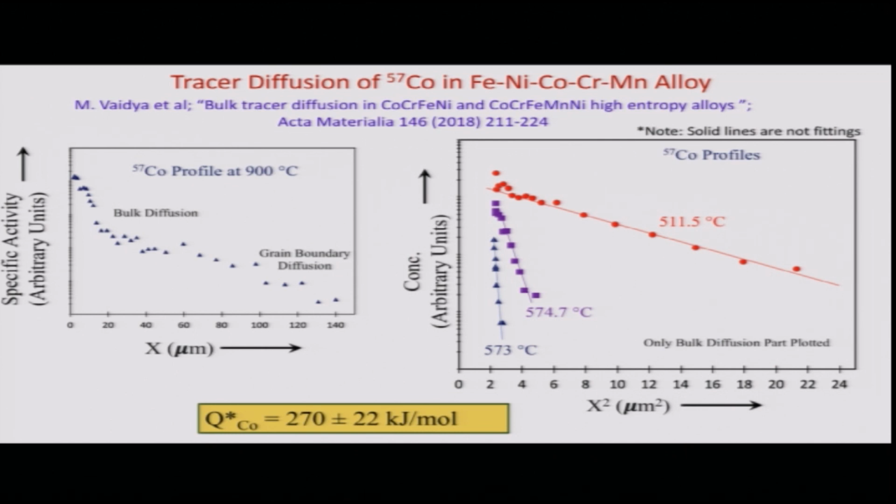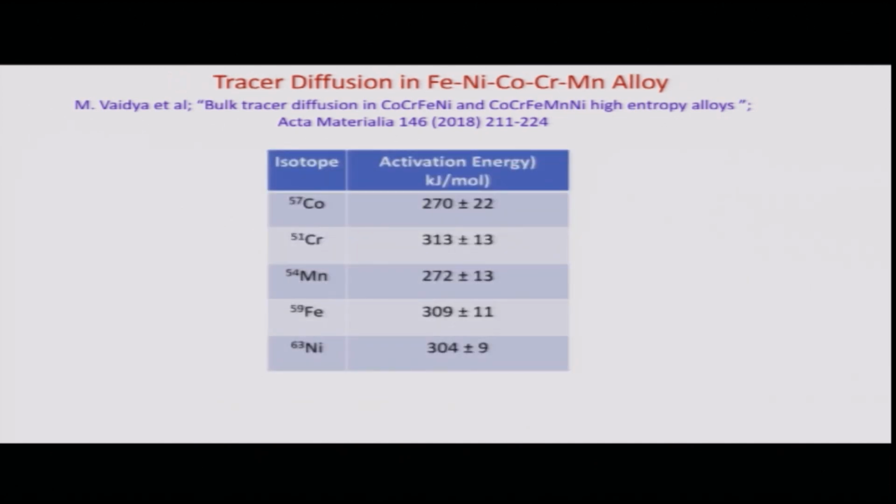They have also done the experiments with tracers of each of the constituent elements, and in this particular quinary system, the activation energies that have been reported by them are listed here. So they used cobalt 57, chromium 51, manganese 54, iron 59 and nickel 63 isotopes. You can see the activation energy of cobalt is the lowest, whereas activation energy for diffusion of chromium is seen to be the highest.